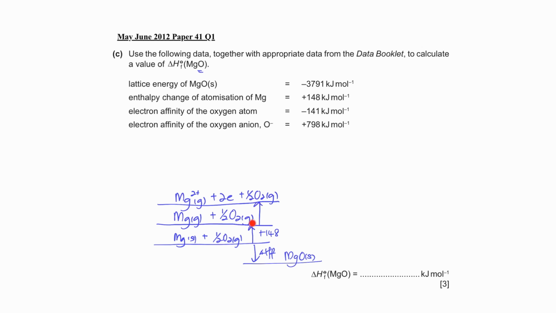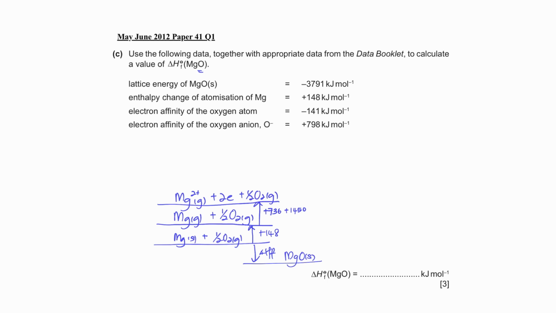For this process, we have to get the data from the data booklet since it is not provided. We could get the first ionization energy for magnesium, which is positive 736, plus the second ionization energy of magnesium, which is 1450. So this process includes the first ionization energy and the second ionization energy of magnesium, in order to turn magnesium into magnesium 2 plus ions.